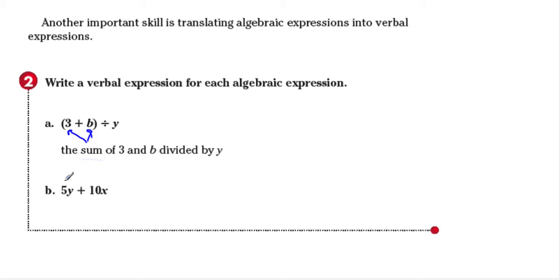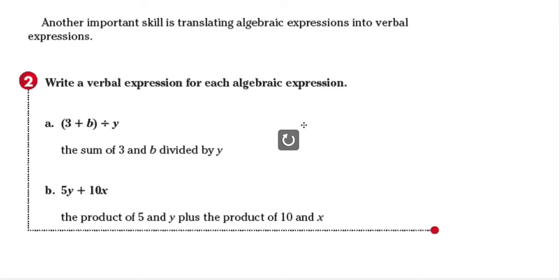Okay, so basically what it's saying is that you're adding 3 plus b first before you're dividing it by y. So you get the sum of 3 and b and then divided by y. In the next example, letter B, 5y plus 10x is the product of 5 and y plus the product of 10 and x. That's pretty simple.